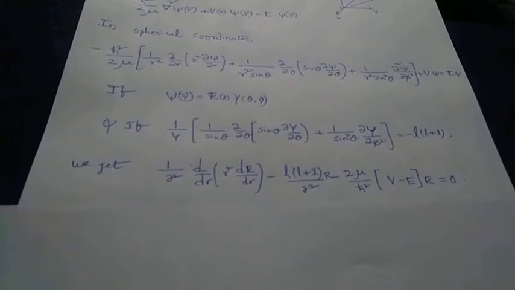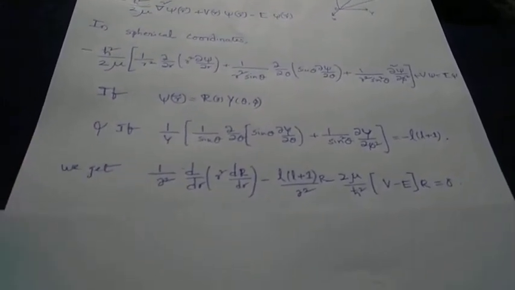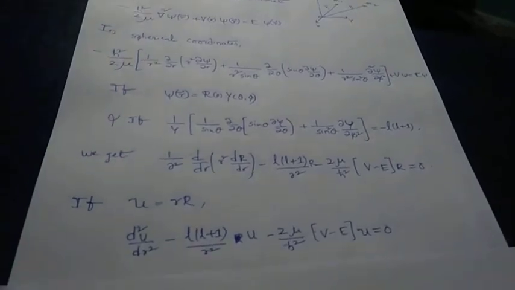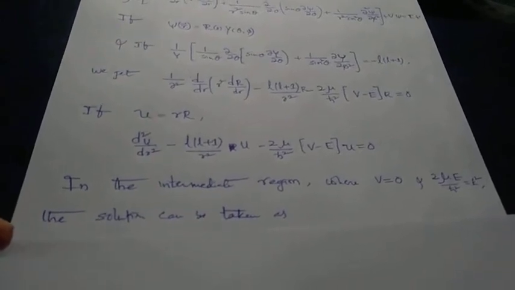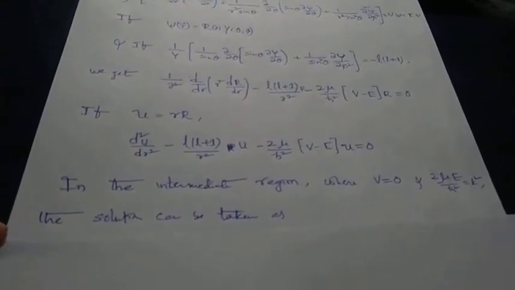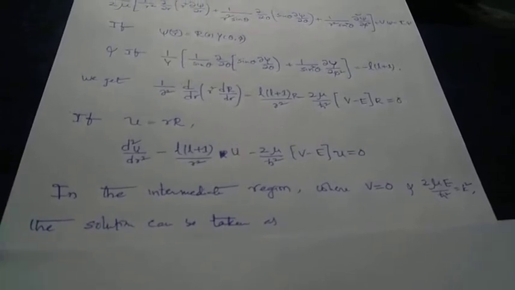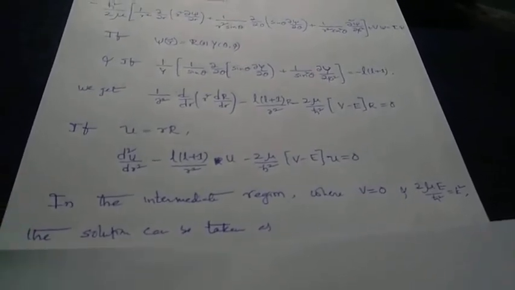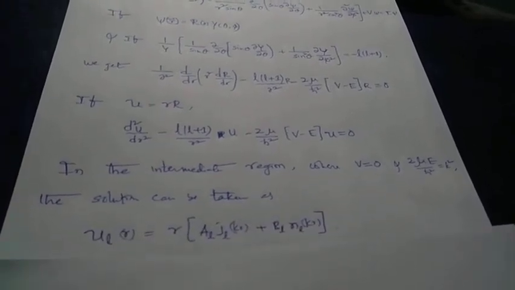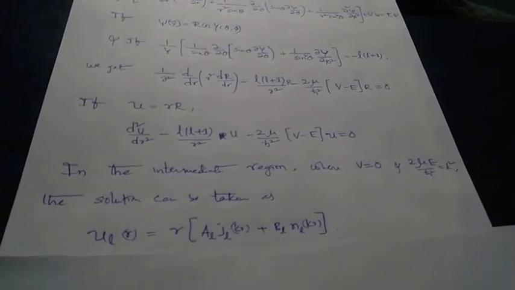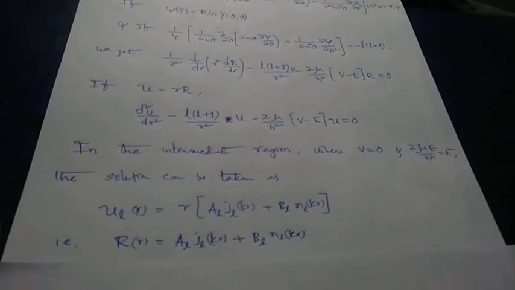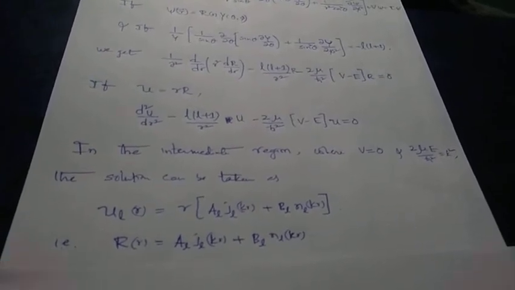For the radial part of the equation, we get this equation, in which if you make a transformation, taking r into big R as u, it becomes a somewhat simplified equation like this. In the intermediate region, where we can ignore the potential V as 0, and if we call 2 mu E by h cut square as k square, then the solution of this differential equation can be taken as a linear combination of spherical Bessel functions j_l and n_l, like this. We can write this R as A_l j_l plus B_l n_l.